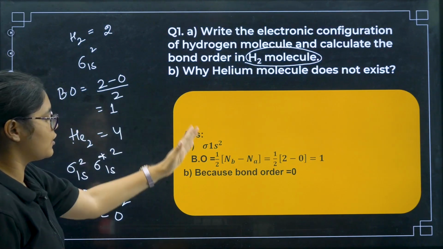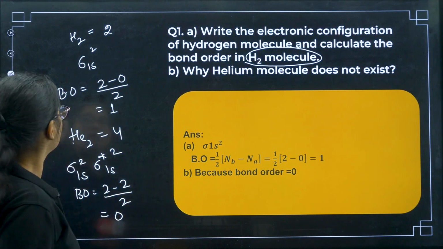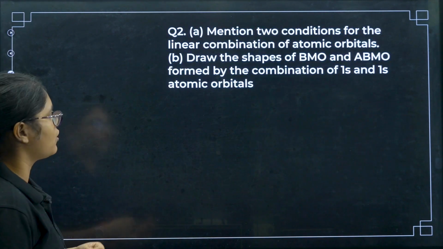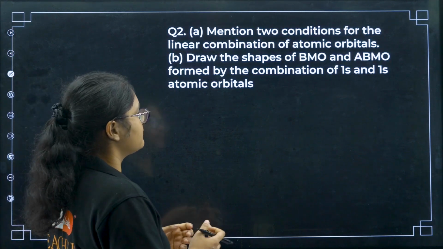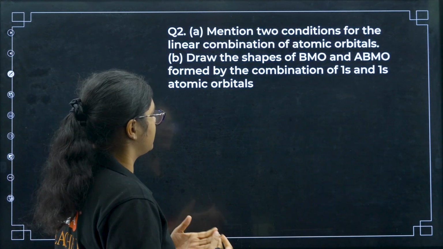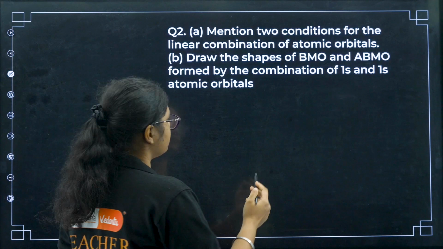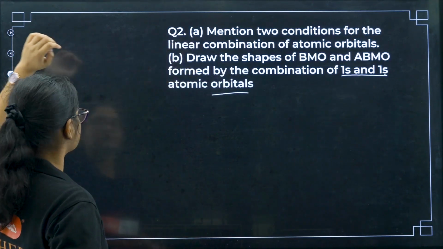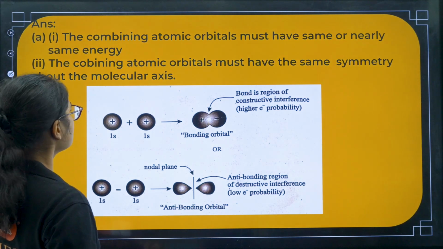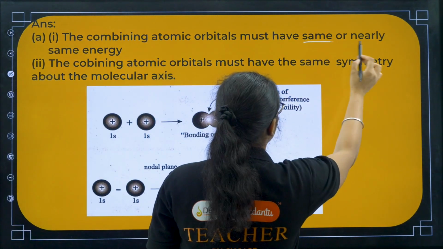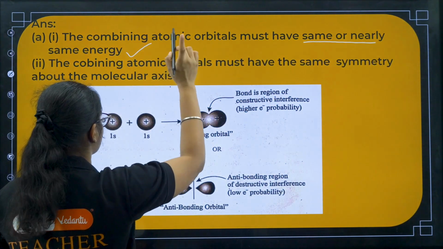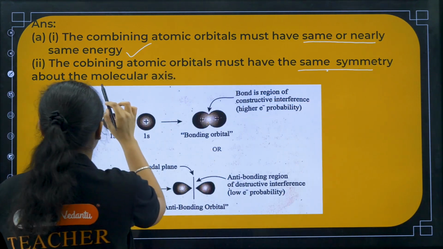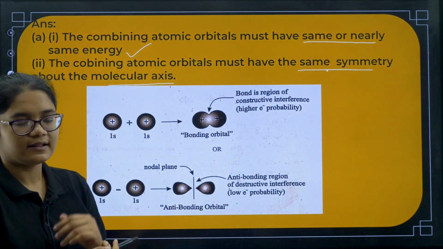You can see how you have to write down the answers. Clear? Next, mention 2 conditions for the linear combination of atomic orbitals. Draw the shapes of bonding molecular orbital and anti-bonding molecular orbital formed by the combination of 1s and 1s atomic orbitals. Very easy question. First of all, what are the conditions? They must have the same or nearly the same energy, that is the first condition, and then they must have the same symmetry about the nuclear axis. That is the first thing.